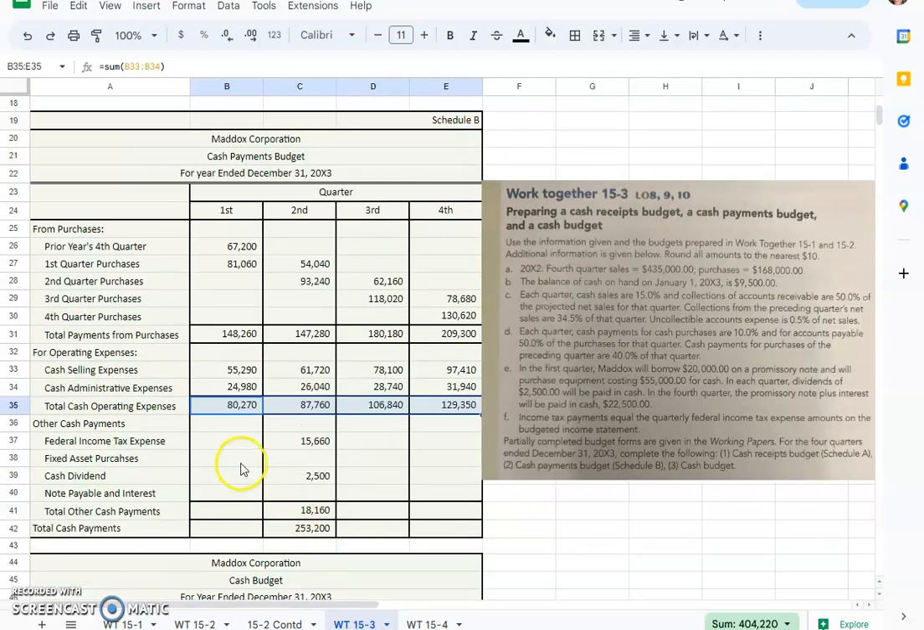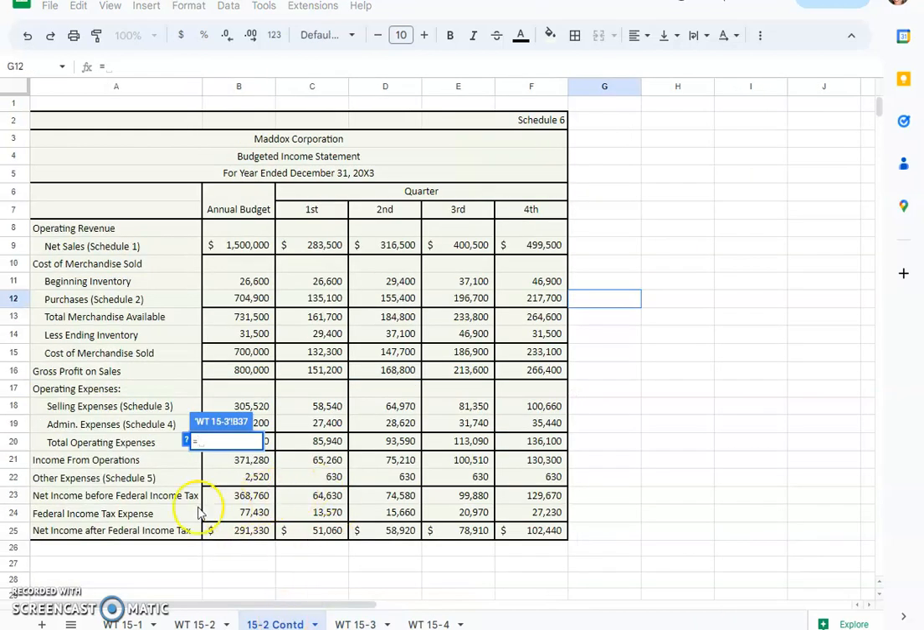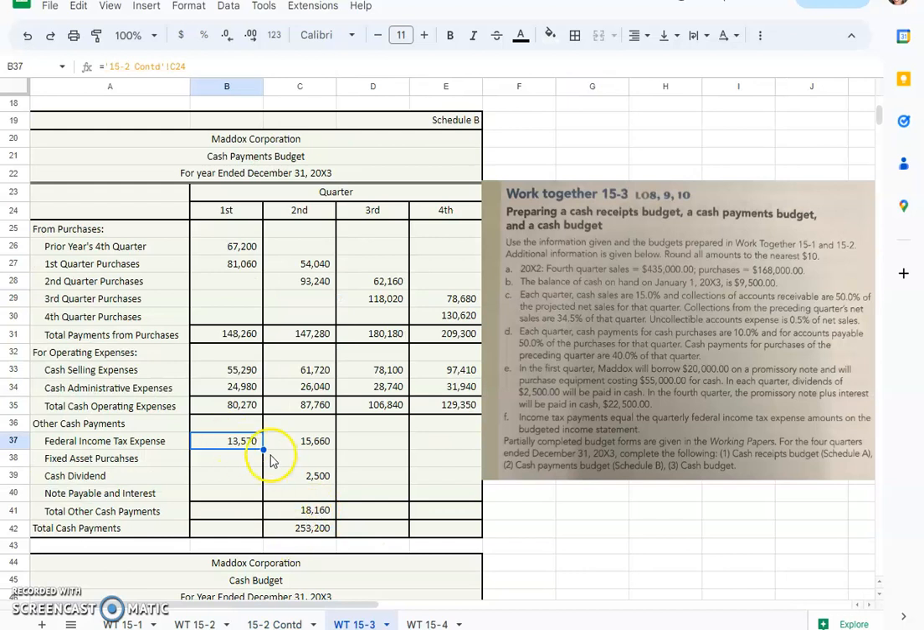Okay, federal income tax expense. We were told income tax payments equal the quarterly federal income tax expenses on the budgeted income statement. So we just have to find that amount on our income statement. Our budgeted income tax expense, first quarter. We should just be able to carry this across, and we can. Fixed asset purchases.